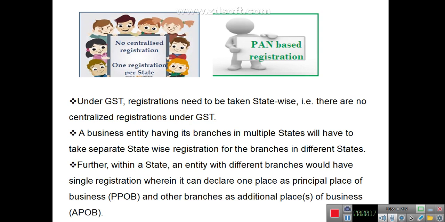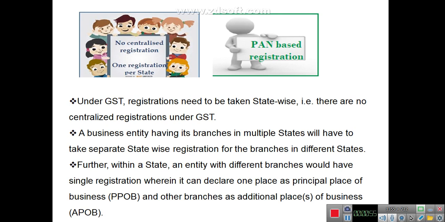Registration needs to be taken state-wise, which means that in every state where a supplier has a place of business, he has to take a separate registration in each state. A business entity having its branches in multiple states will have to take separate state-wise registration for the branches in different states. Further, within a state, an entity with different branches would have a single registration, wherein it can declare one place as principal place of business and other branches will be treated as an additional place of business.